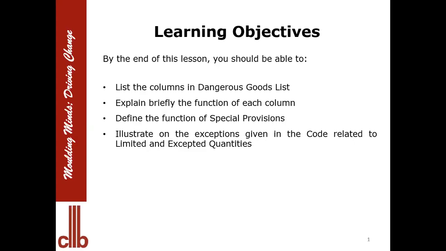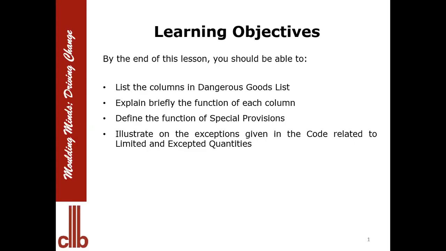So every column of the DGL points you to a subsection of the IMDG Code that will give you information pertaining to what that column represents. But even then, it's not as simple as that. There are certain things you need to understand about how to read these, okay? So that is the objective of this lesson, lesson 3 or part 3.